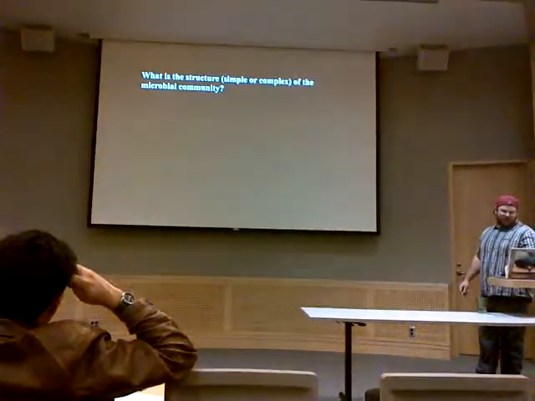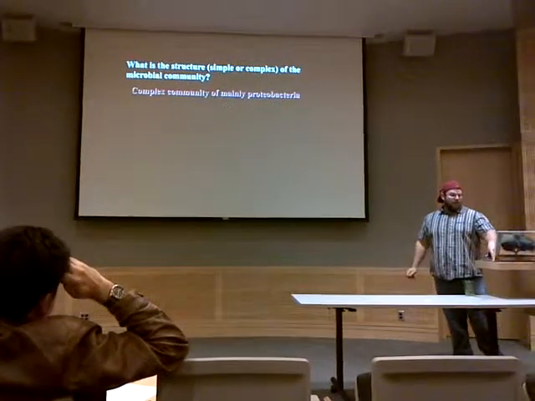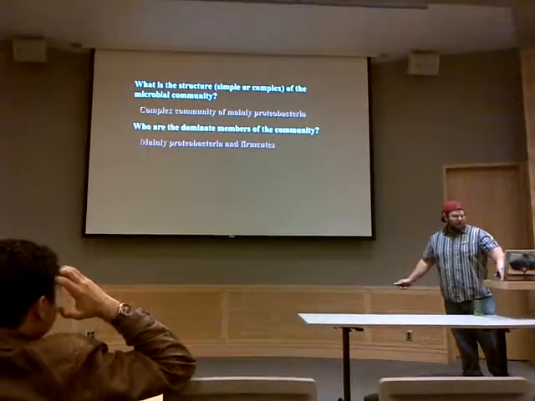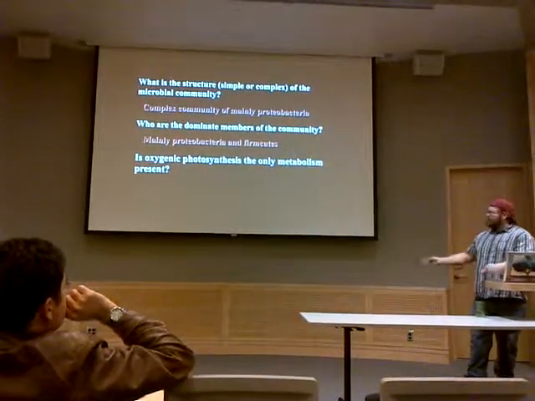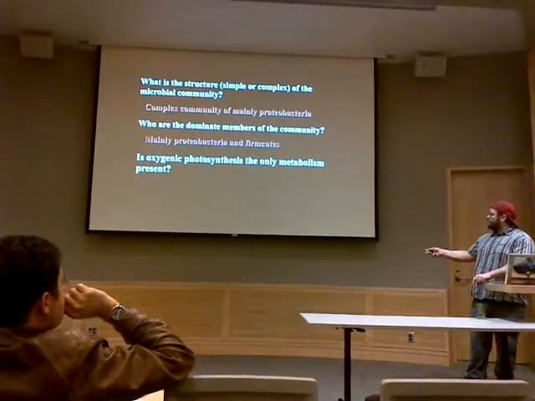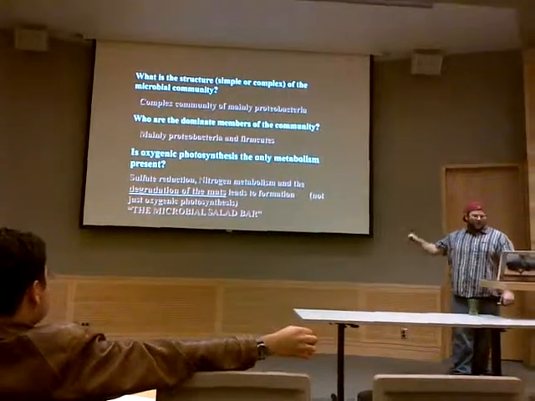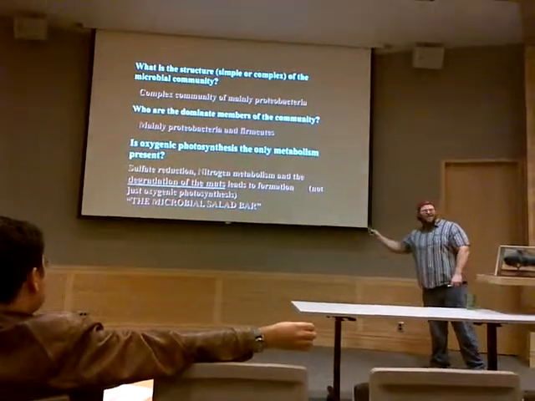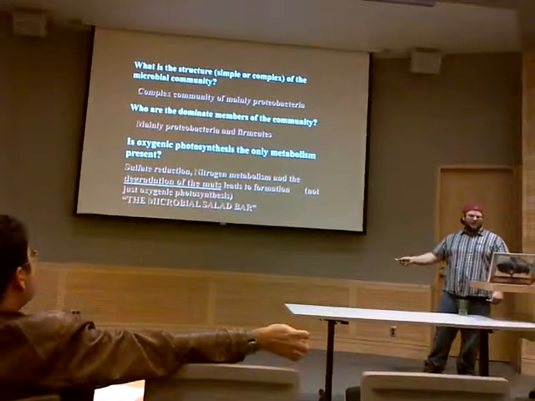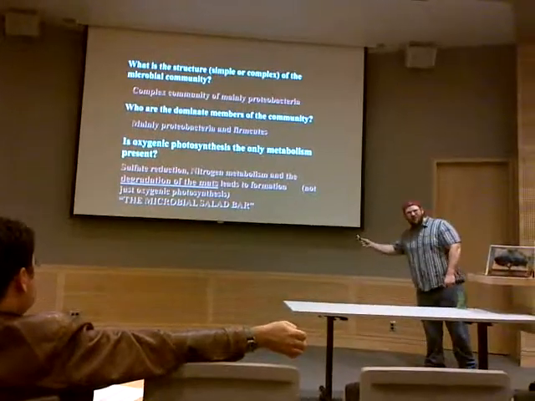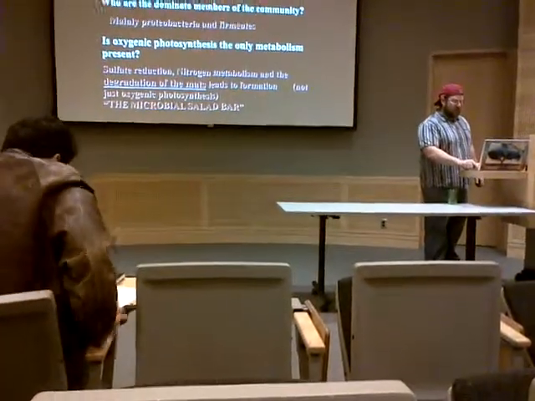So to summarize, it's a very complex community full of proteobacteria as the dominant members, mainly the alpha proteobacteria. Is oxygenic photosynthesis the only metabolism present? Absolutely not. You have sulfate reduction, nitrogen, and the degradation of the mats leading to the formation, not just anoxygenic photosynthesis. So basically, the cyanos are the microbial salad bar that are giving rise to the formation of these structures.